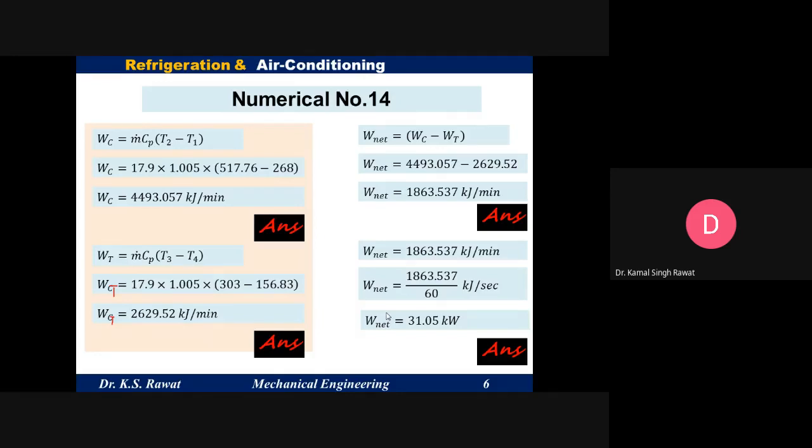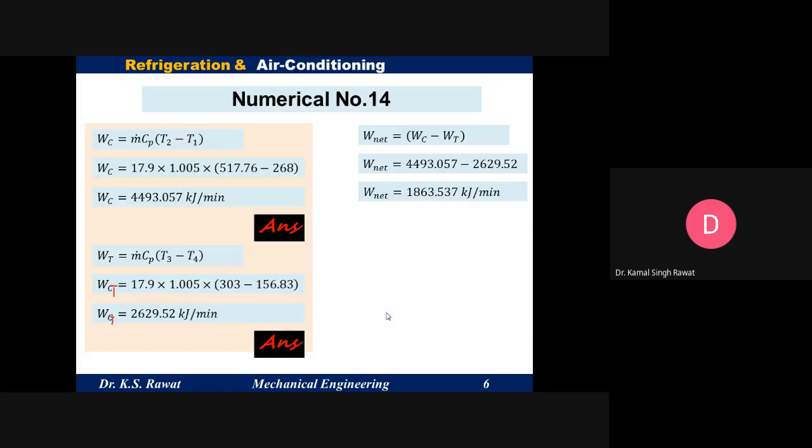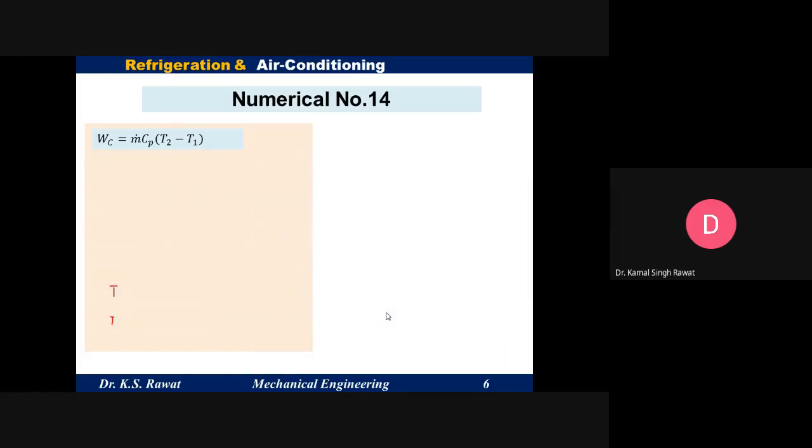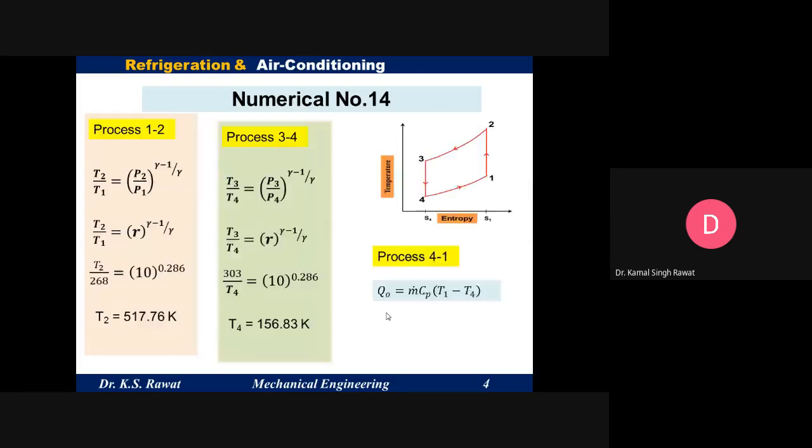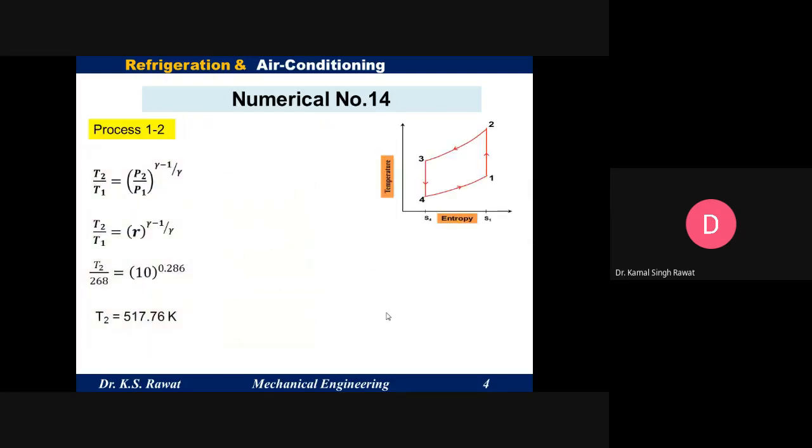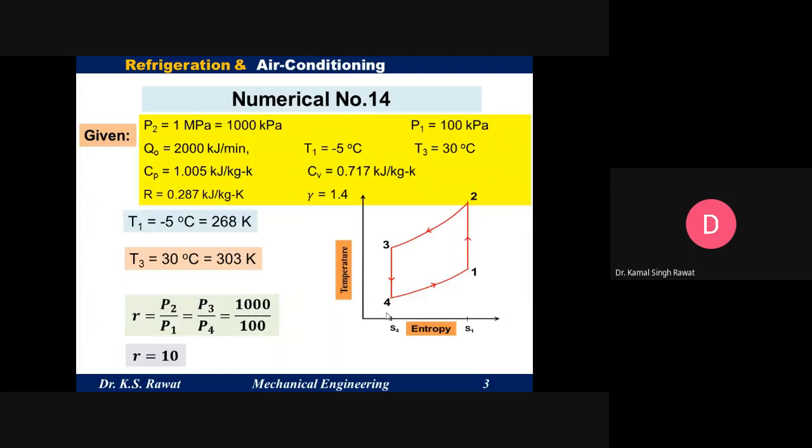Okay. So all are agree with this value of COP? Yes, sir. Okay. So this is the simple procedure to deal with the numerical of simple Bell-Coleman cycle. Okay. So if you are doing in this manner, even if you are getting the wrong answer, you will get at least 60 to 70% marks in that numerical for following the procedure.